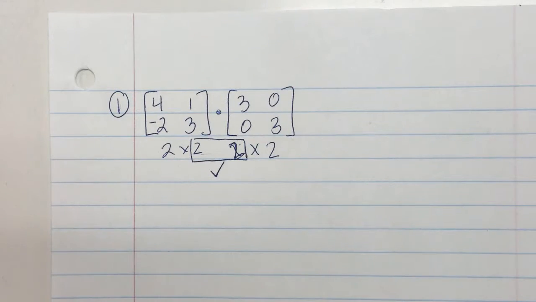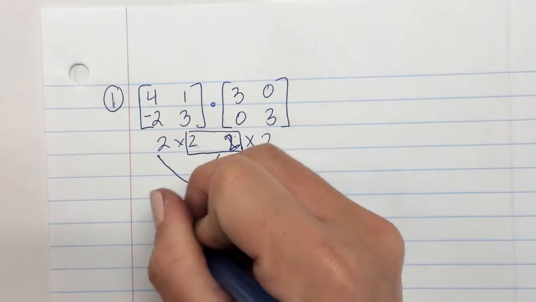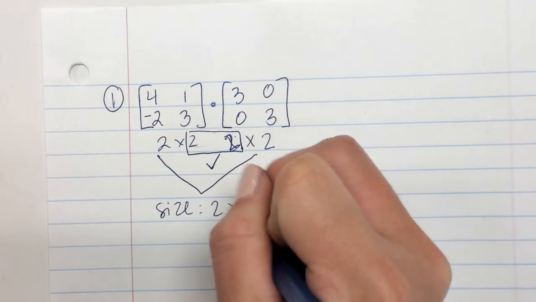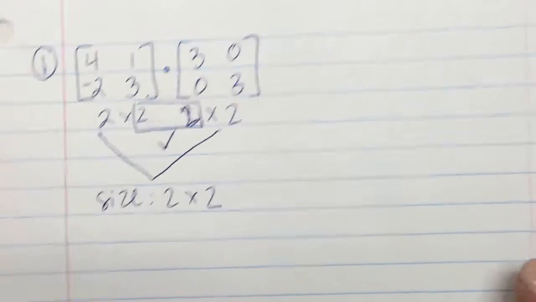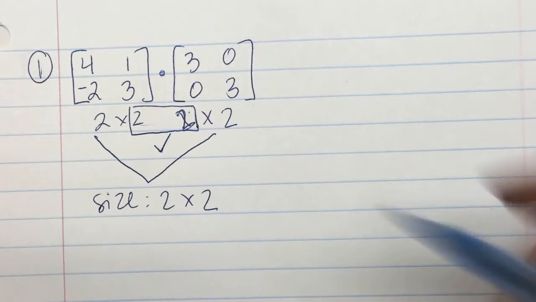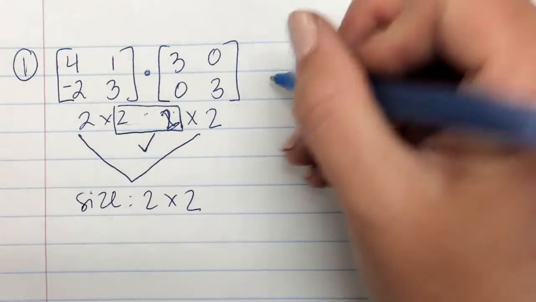The dimension of your matrix, when you multiply them, is going to be the size of your matrix. Okay. So these have to be the same. This is the size of your matrix we're about to get. Now this is how you multiply.